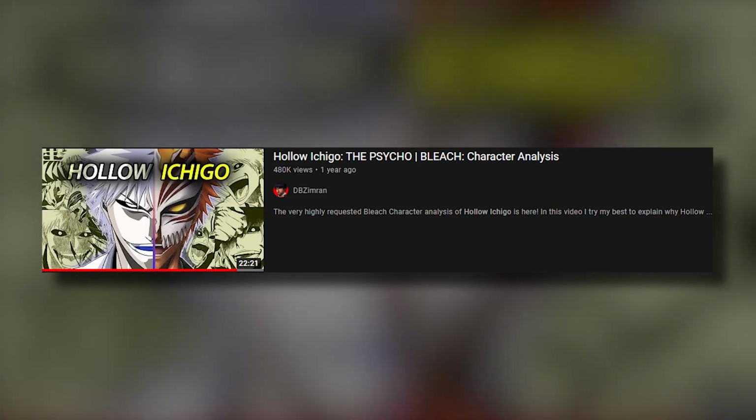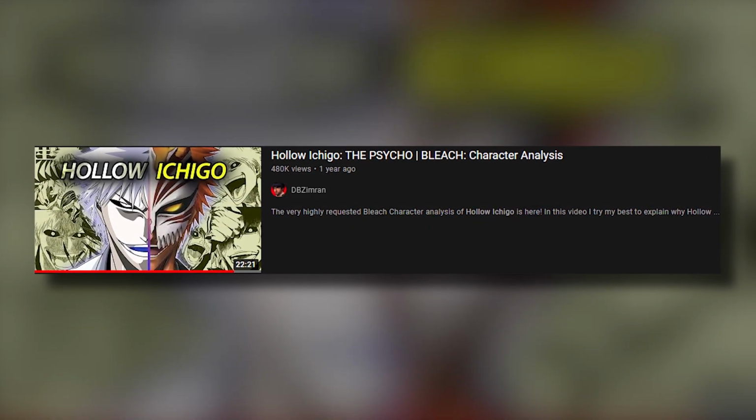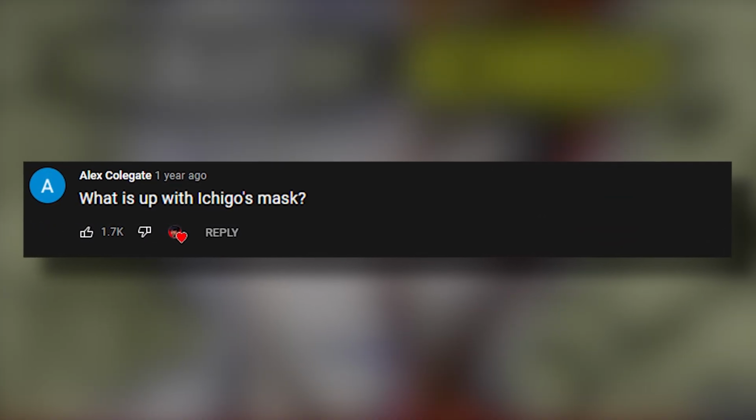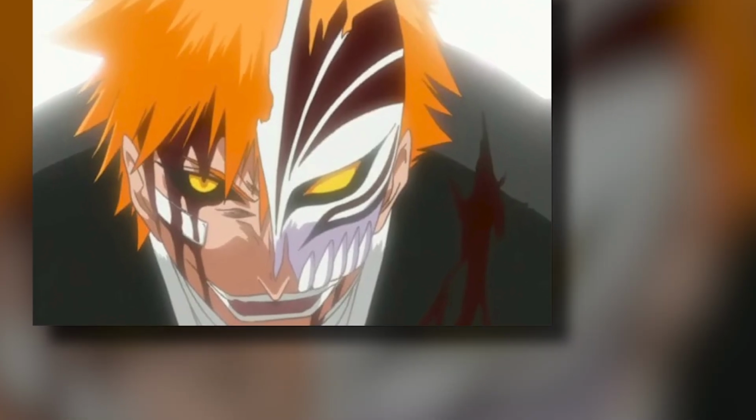Despite having made an entire video on Hollow Ichigo, I still often get asked in the comments on my videos, what is up with Ichigo's Hollow Mask? Why is it that he never used his Hollow Mask after his battle against Aizen? Or what is the meaning or significance of these stripes that appear on Ichigo's Hollow Mask?